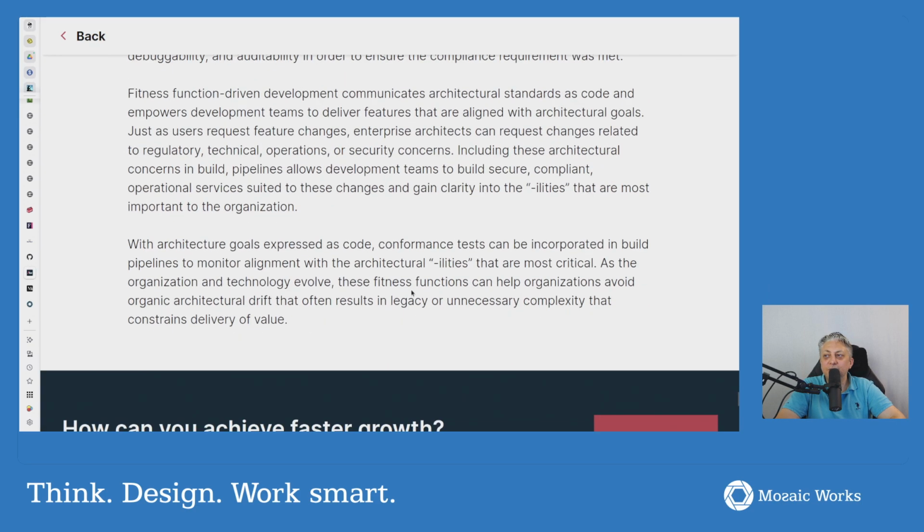Fitness function-driven development communicates architectural standards as code and empowers development teams to deliver features that are aligned with architectural goals. Just as users request feature changes, enterprise architects can request changes related to regulatory, technical, operations, or security concerns. Including these architectural concerns in build pipelines allows developer teams to build secure, compliant operational services suited to these changes and gain clarity into the utilities that are most important to the organization.